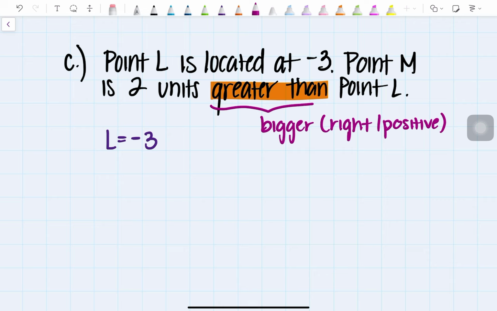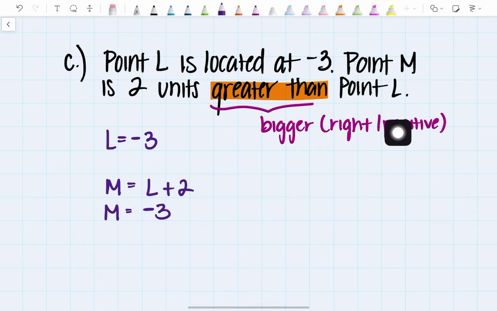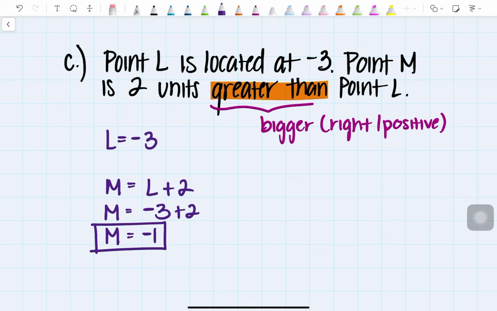So M is equal to L plus 2. That's going to give me a negative 3 because L, we said, is negative 3. So let's substitute that, plus 2. Negative 3 plus 2 would actually give me a negative 1. So our answer is negative 1.